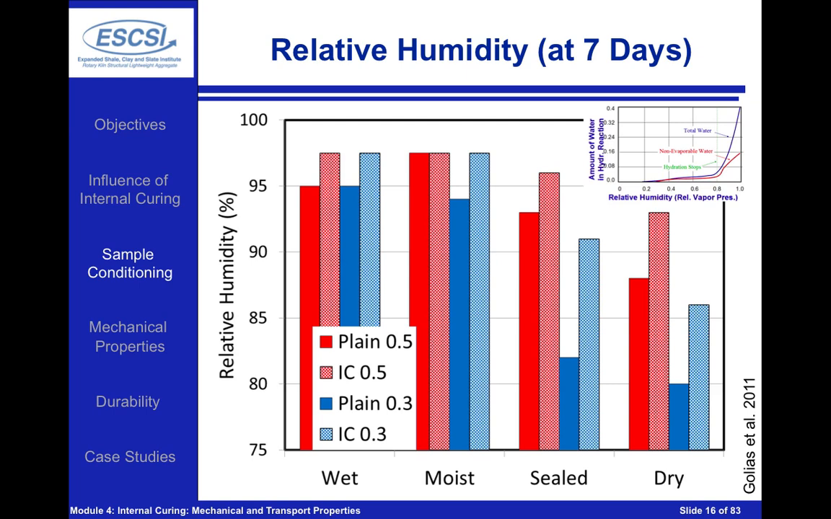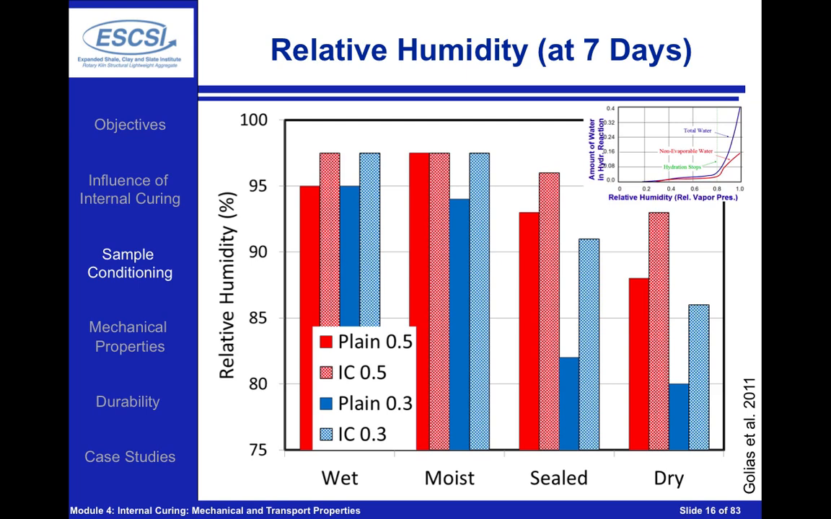What we can see is, as we would expect, as we move from wet underwater curing, moist curing, all the way over to drying, the general trend for each one of these mixtures is that we'll see the relative humidity decreasing. The big takeaway from this, though, is it's a much bigger decrease in the relative humidity for lower water to cement ratio mixtures.